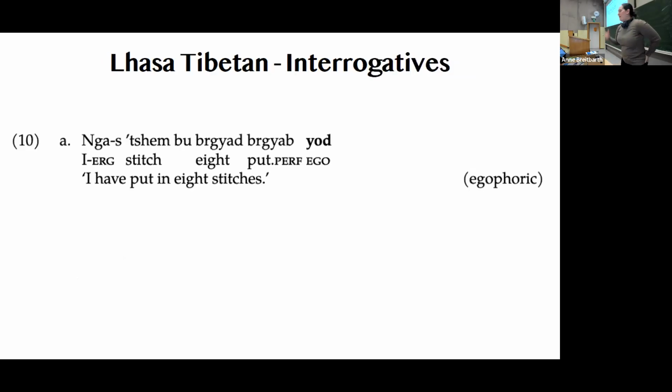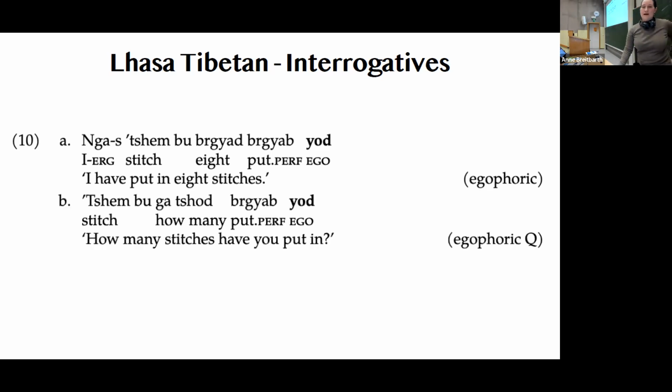Now, remember in Kathmandu Newar, we had the derivatives that were different. Well, we have that in Lhasa Tibetan as well. So here it's not yin, but it's ye, a different type of copula. So we have, "I put in 8 stitches," where you have ye at the end. And then, "How many stitches have you put in?" So again, if you ask a question to you, then you would still use the egophoric marker.